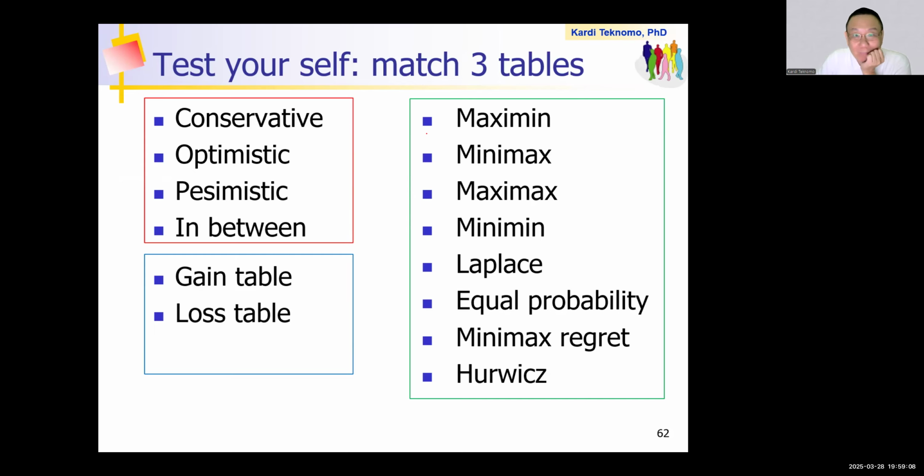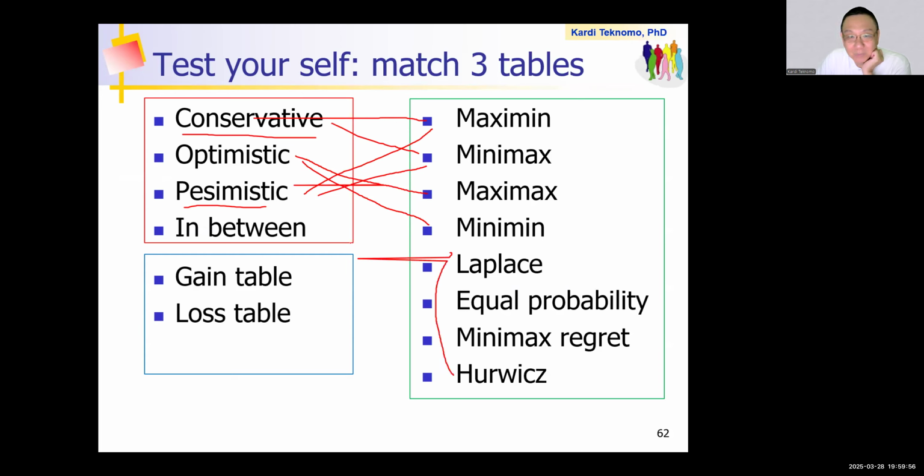When we say conservative, it is actually the same as pessimistic. So in the multiple choice, you may get a wrong part there. So conservative is maximin or minimax, the same thing. This one is maximin and minimax. So in between, you can choose Laplace, equal probability, Hurwitz, and so on.